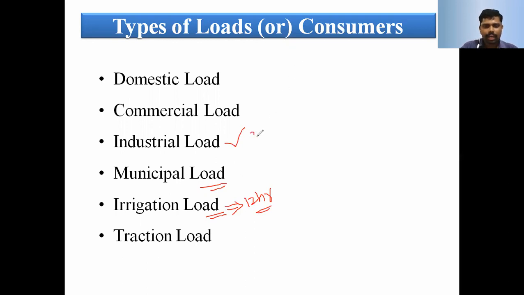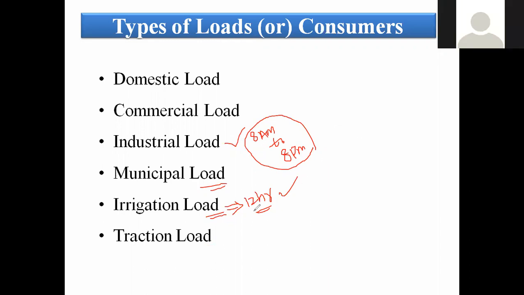That is the morning 8 a.m. to 8 a.m., to the evening up to 8 p.m. or 9 p.m. After that, the industrial load, maximum 80%, is shut down. At that time, we can supply the load to the irrigation load. That is for agriculture purposes, 12 hours a day, but so many problems arise and agriculture is affected.